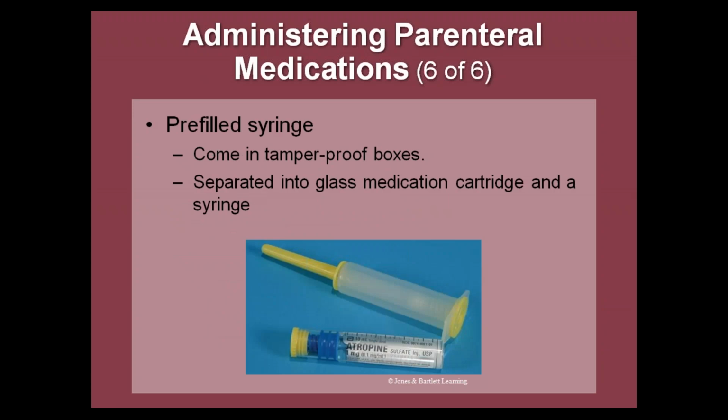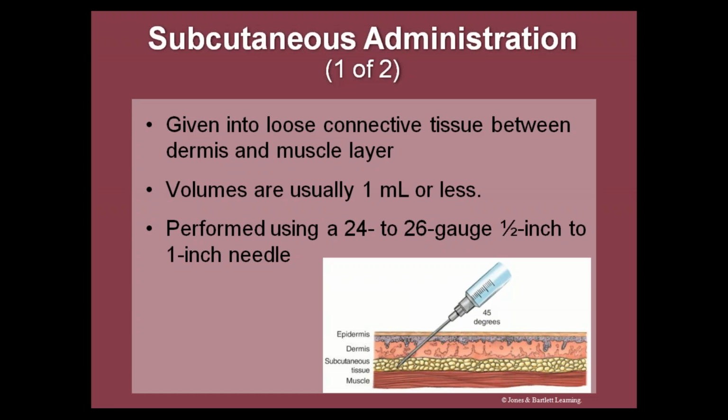Prefilled syringes come in tamper-proof boxes, except when they're in our medical bags and they break open because they get thrown around and smashed. They're separated into glass medication cartridges and syringes, and these have lines on them as well so that you can deliver the proper dosage of that medication.